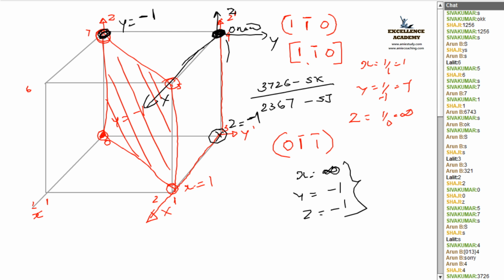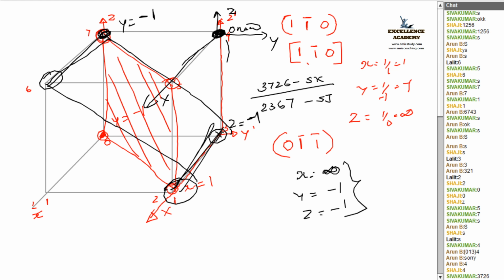Next, from this point, you have to draw a line parallel to the x-axis. I got the point 6, and from here also you have to draw. I got the point 1. Yeah, your answer is right. 3762 is the answer. Clear to all?